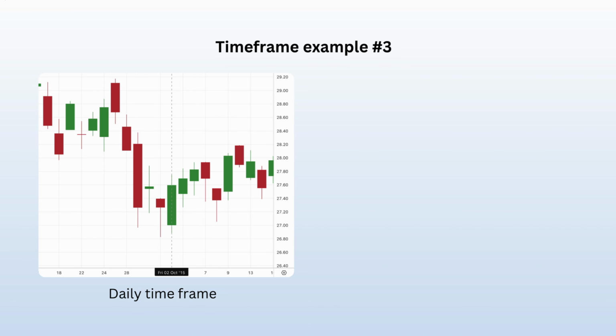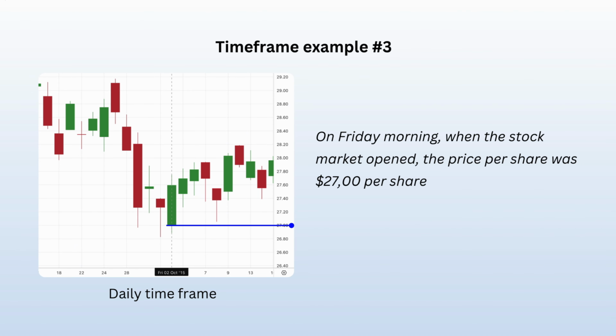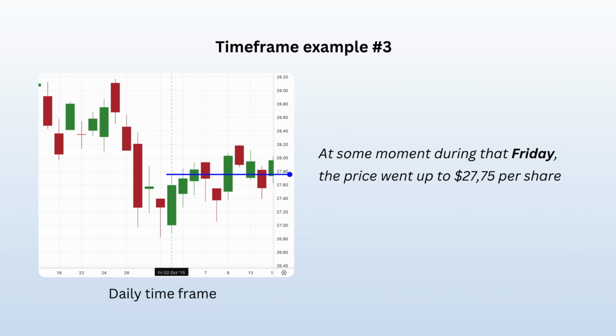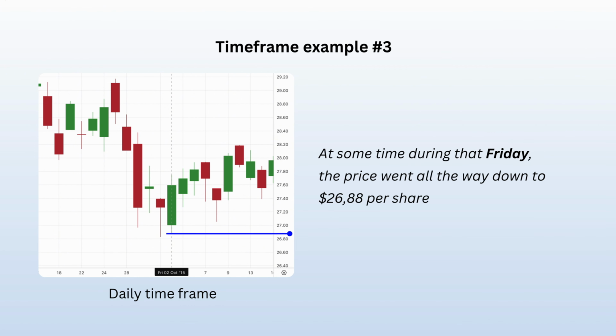For this specific candle over here, on Friday morning, when the stock market opened, when the businesses opened, the price per share was $27 per share. And this is when this daily candle started forming at the beginning of Friday morning. Now, at some point during that Friday, the price went all the way up to $27.75 per share. And at some point during that same Friday, the price actually went all the way down to $26.88 per share, marking the lowest price point during the day.